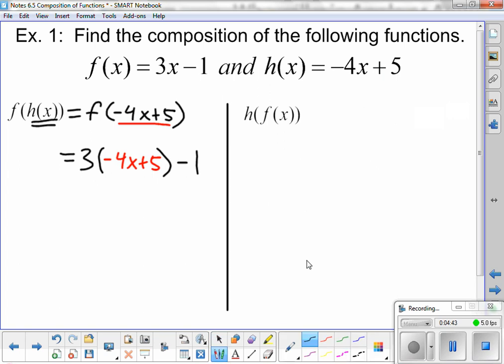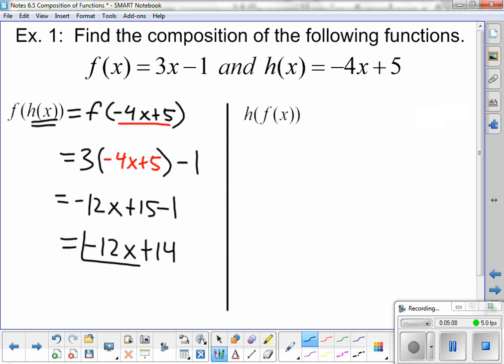And that's actually your composition. It just needs to be simplified now, but that's actually your composition. So to simplify this, you're just going to do some order of operations. So go ahead and distribute the 3. So 3 times negative 4 is a negative 12x. 3 times 5 is a positive 15. Minus a 1, and that's the bell. Okay, negative 12x, 15 minus 1 is a 14. And that's how you find the composition of functions.